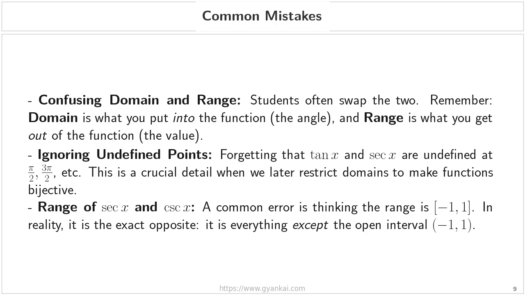Finally, let us address a frequent error regarding the range of the secant of x and cosecant of x functions. A common misconception is that their range is between -1 and 1. In reality, it is the exact opposite. The range consists of all real numbers except for the open interval between -1 and 1. By keeping these common pitfalls in mind, you will have a much firmer foundation as we transition into the concept of inverse trigonometric functions.